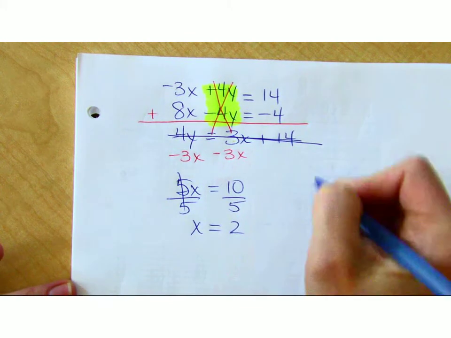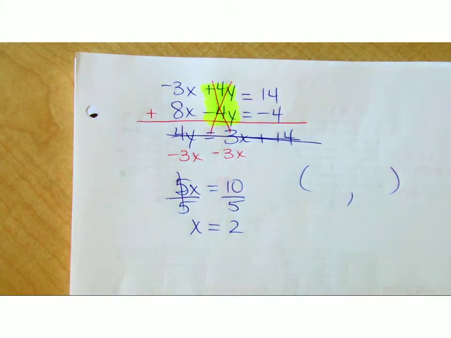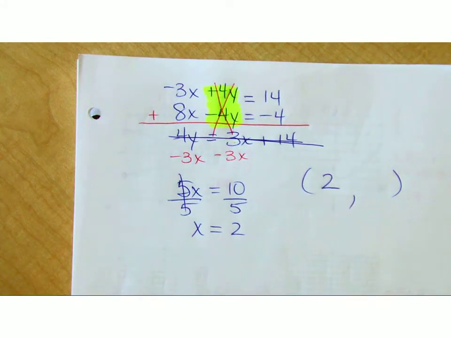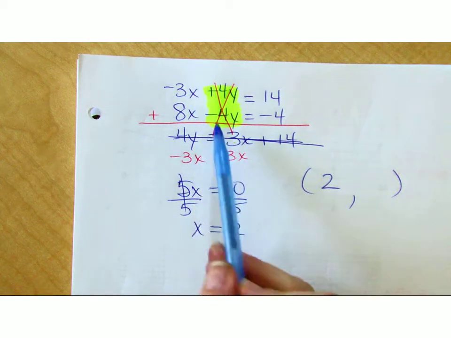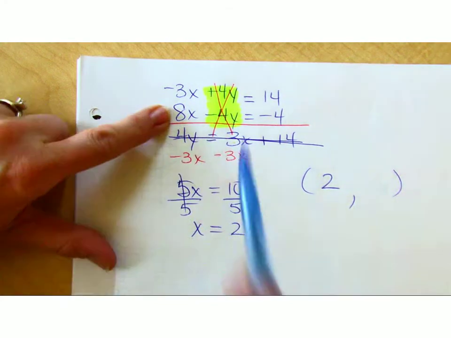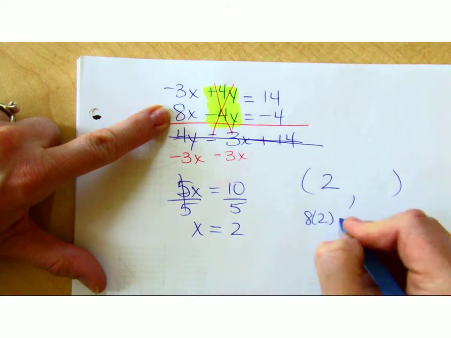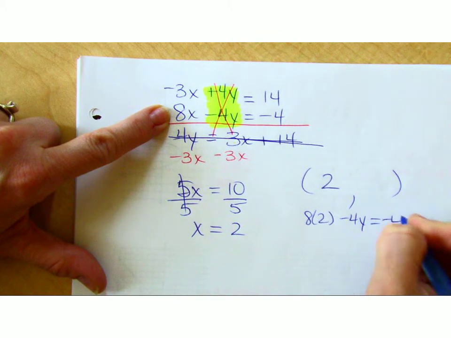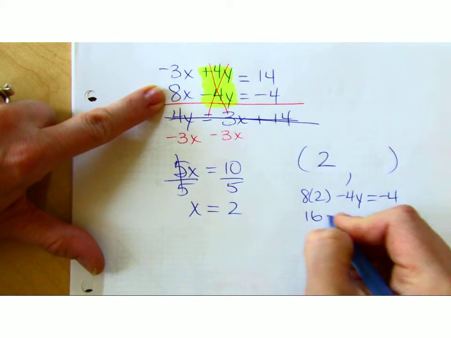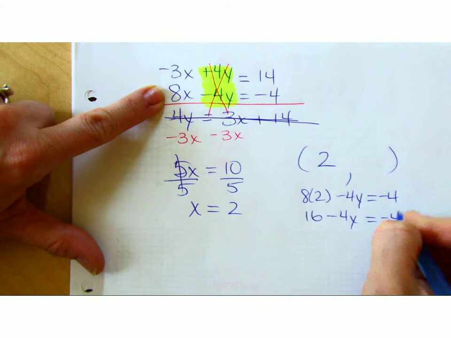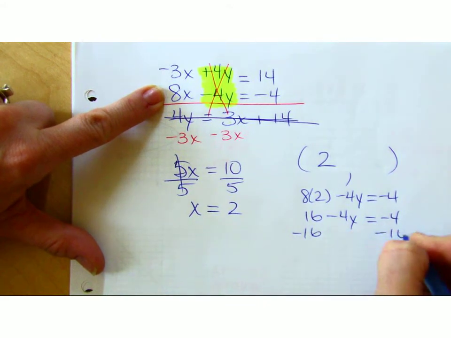Elimination. Thumbs up, yes. Way better than substitution. Heck yeah. So I get the substitution out of the way first because it's kind of a pain in the butt. This is so much easier. So now that I know that x is 2, I'm going to go ahead and just plug it in right here. So I have 8 times 2 minus 4y, 16 minus 4y, and we fly from here.